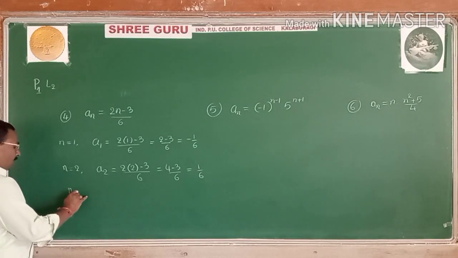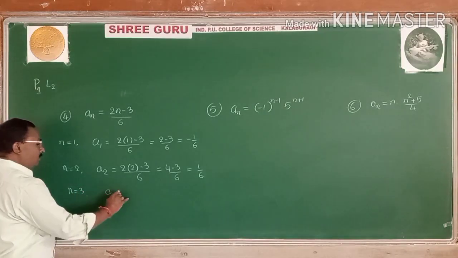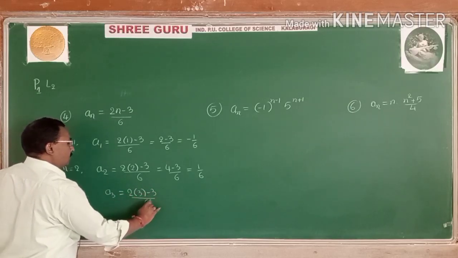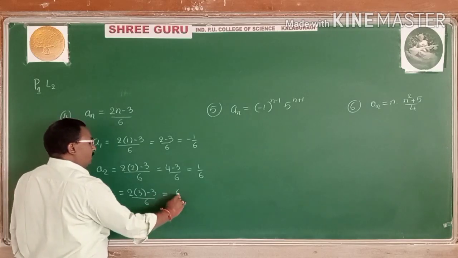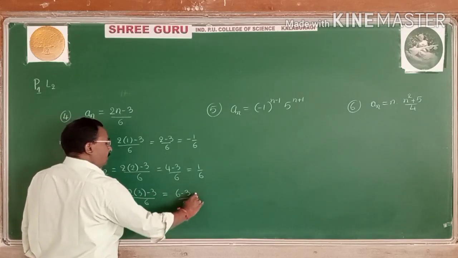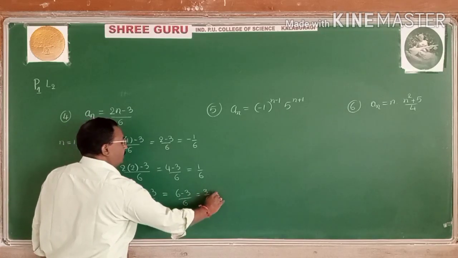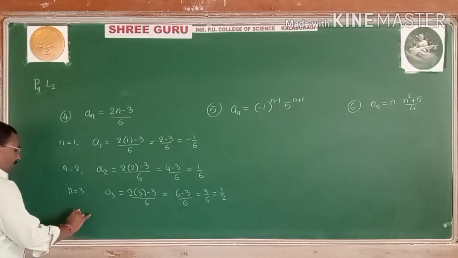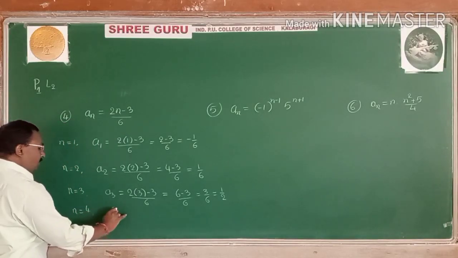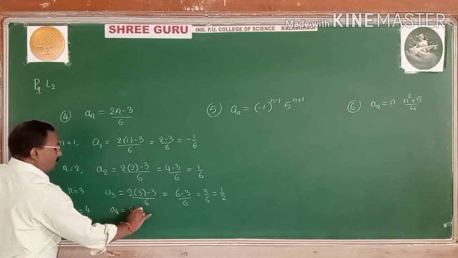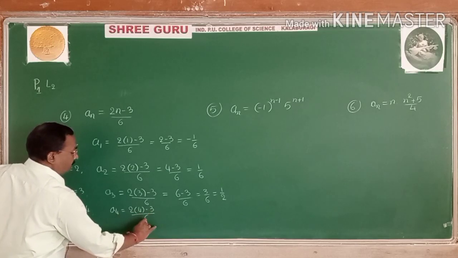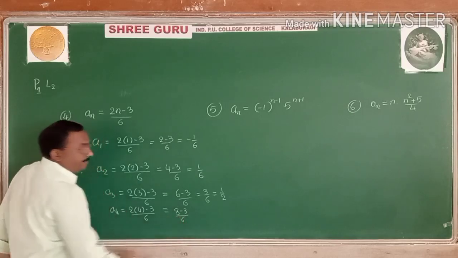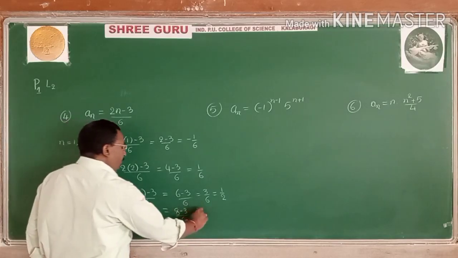Take n equal to 3, a3 is equal to (2 into 3 minus 3) divided by 6. 2 into 3 is 6, 6 minus 3 is 3, 3 by 6 is equal to 1 by 2. Next, n is equal to 4, a4 is (2 into 4 minus 3) divided by 6, which is 8 minus 3 divided by 6. 8 minus 3 is 5, so 5 by 6.